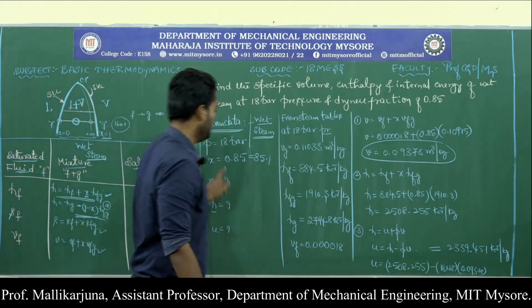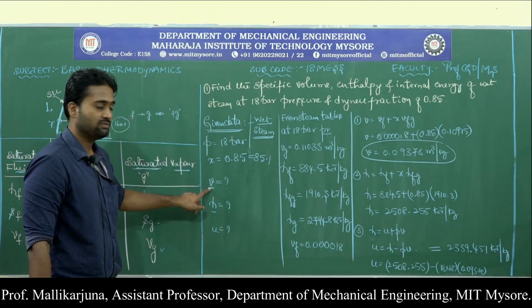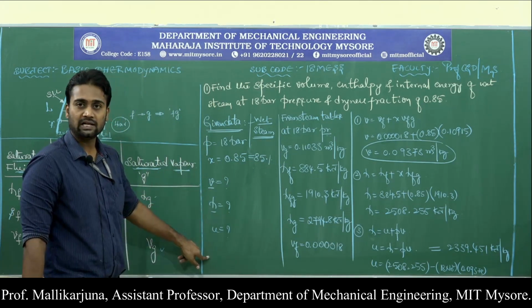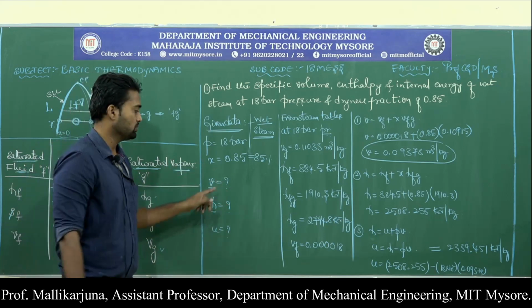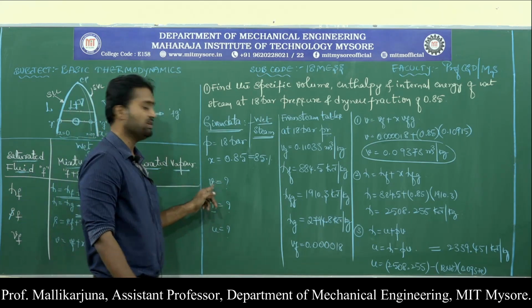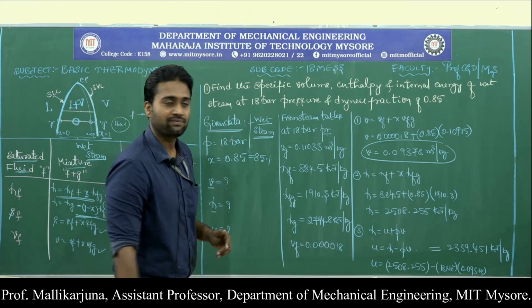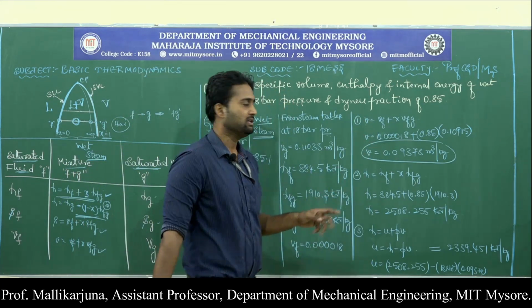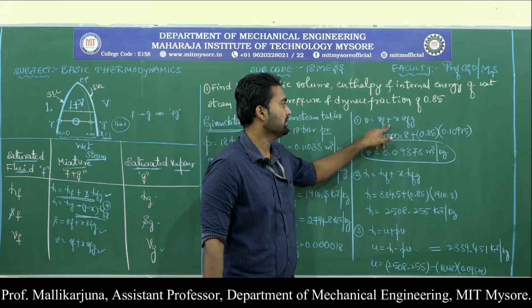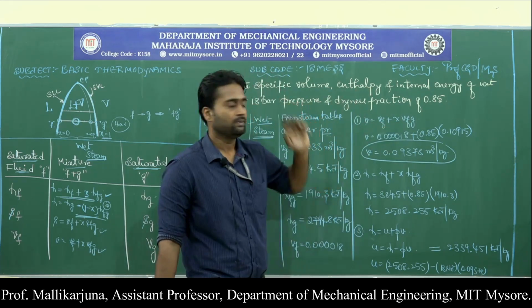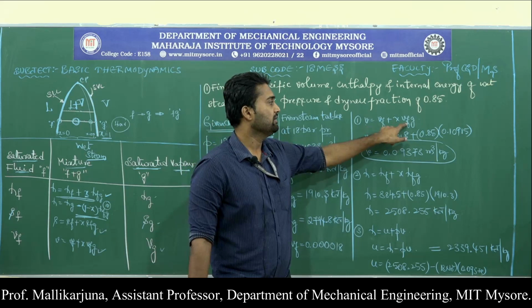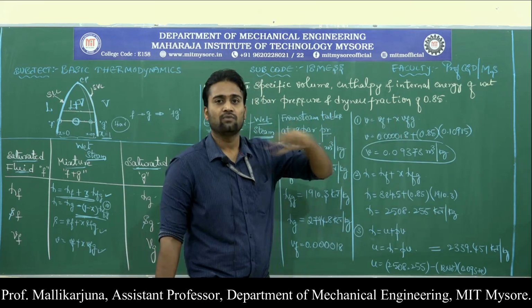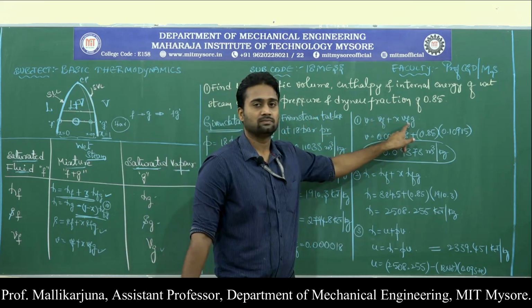So now look for the unknowns: specific volume, enthalpy, internal energy of the steam. So now I will look for V. V is nothing but specific volume. Specific volume of the given wet steam is Vf plus x times Vfg. Now I am not aware of Vf and Vfg, but I am aware of x. From where will I get these two values?